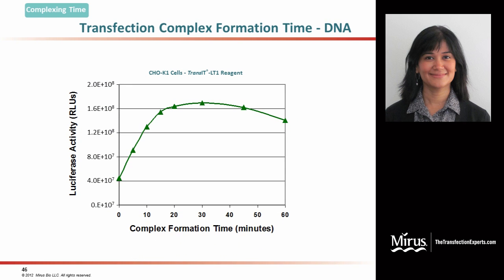Here is an example of transfection complex formation time with plasmid DNA in CHO-K1 cells. These cells have been transfected with a plasmid that expresses luciferase and is complexed with the TransIT-LT1 reagent. As you can see here, anywhere between 15 to almost 50 minutes is a big window for the plasmid complex formation. Sometimes, though, we can see a precipitous decrease after 30 to 40 minutes, and generally we do not advise going further than 30 minutes of incubation for transfection complexes with DNA.